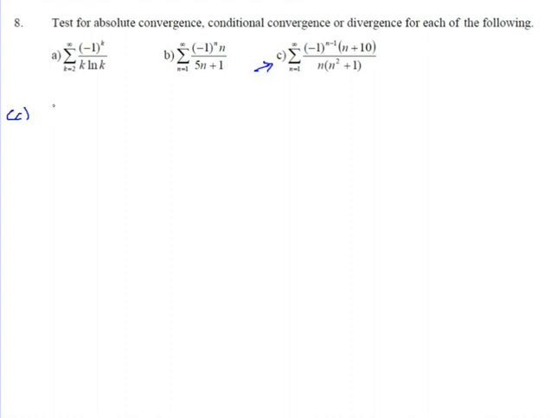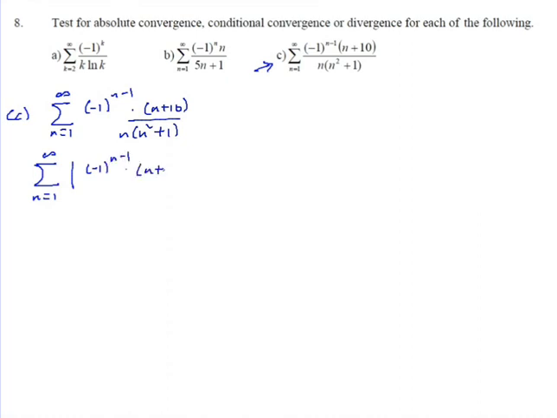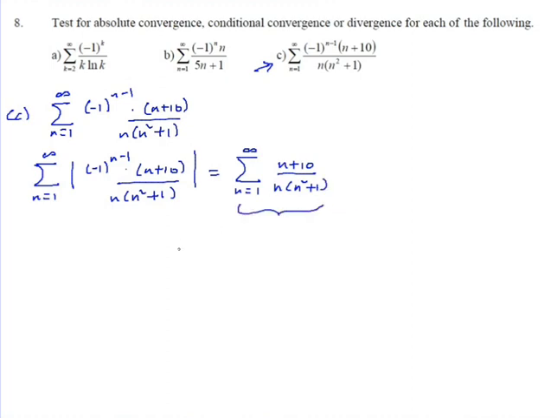Okay, the C part. When we come to the C part, we have a series n starts from 1 up to infinity minus 1 the power of n minus 1 times n plus 10 over n times n squared plus 1. Okay, now let's see what it looks like. The series in the absolute value minus 1 the power of n minus 1 times n plus 10 over n times n squared plus 1. This can be the same as the summation n starting from 1 up to infinity n plus 10 over n times n squared plus 1 ነው የሚሆነው. So ይሄንን ቼክ እናደርጋለን ኮንቨርጀንት ነው ወይስ ዳይቨርጀንት ነው የሚለውን ነገር እናያለን.